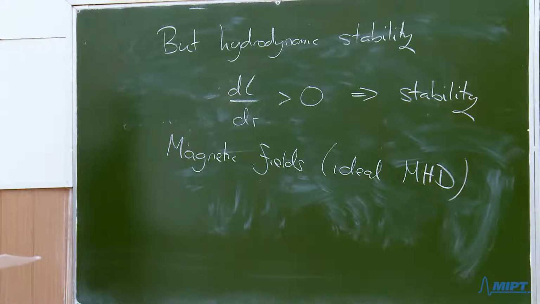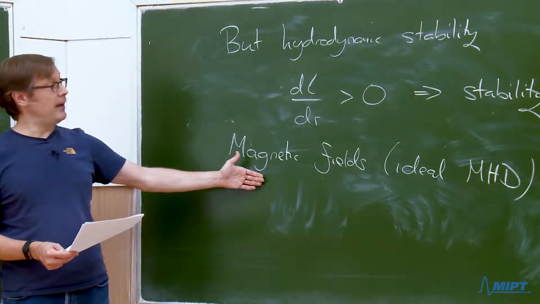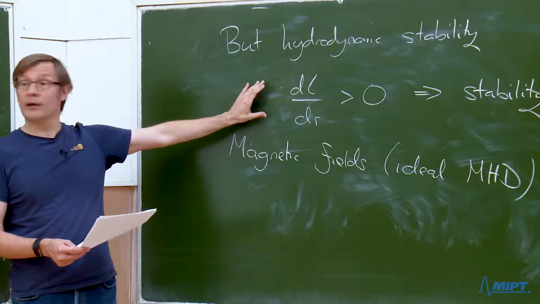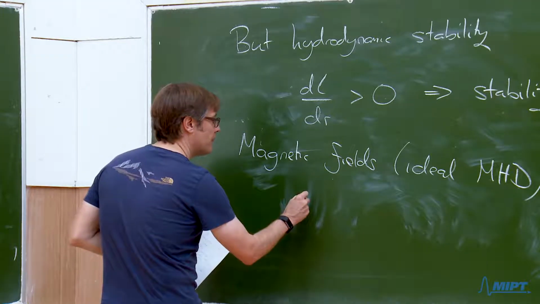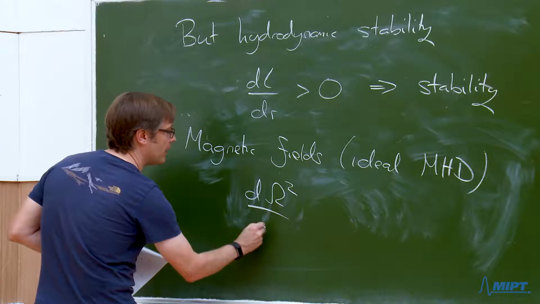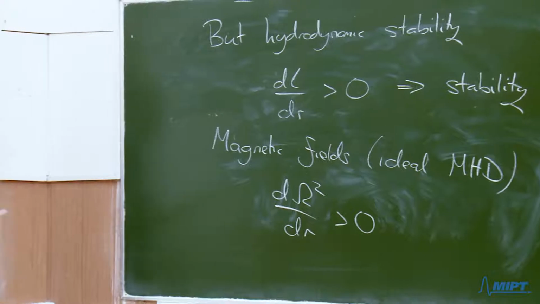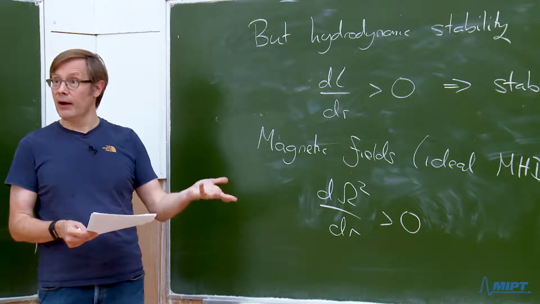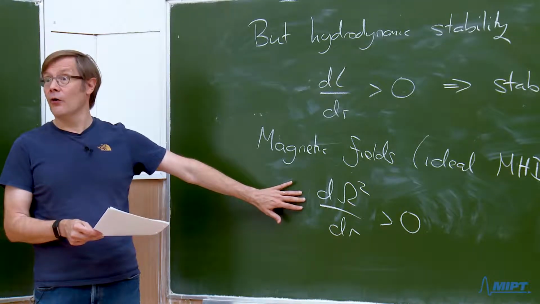then things are very simple, because the stability condition going from the hydrodynamic limit to the MHD limit just amounts to replacing the specific angular momentum in this formula with the angular velocity within the disk. Okay. So for magnetic fields, the condition would be that the derivative of omega squared with respect to r would have to be greater than 0 for stability. And in a Keplerian disk, omega goes as r to the minus 3/2. It decreases with distance away from the star. So this condition is not satisfied.